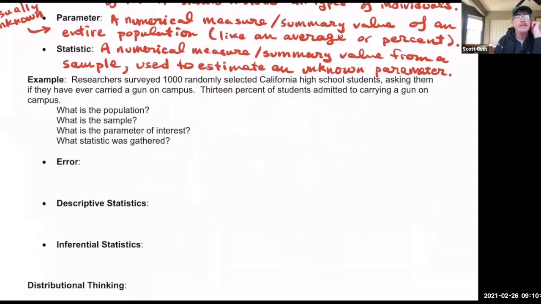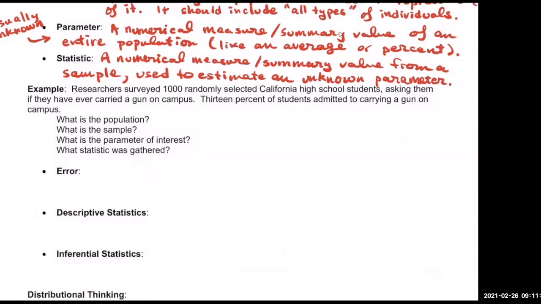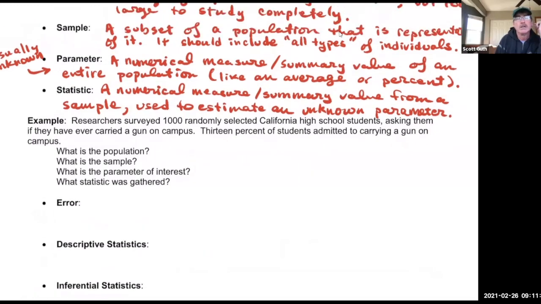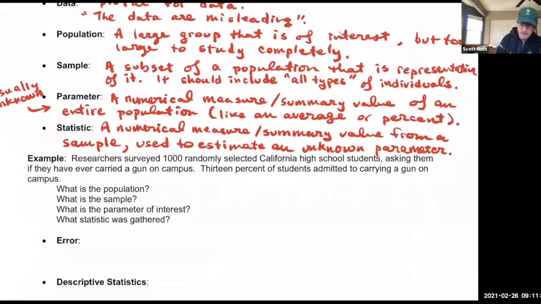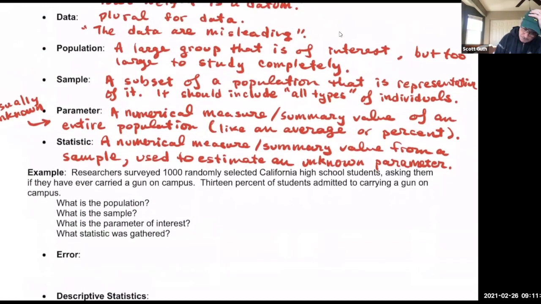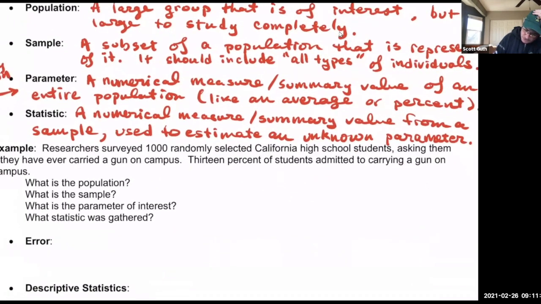Okay, next, just a quick little example. Researchers surveyed 1,000 randomly selected California high school students, asking them if they've ever carried a gun on campus. 13% of students admitted to carrying a gun on campus. That seems like a lot. Okay, so what's the population here? Is it 1,000, or is it all California high school students? All, yeah, because the population is the large group. So this would be all California high school students.